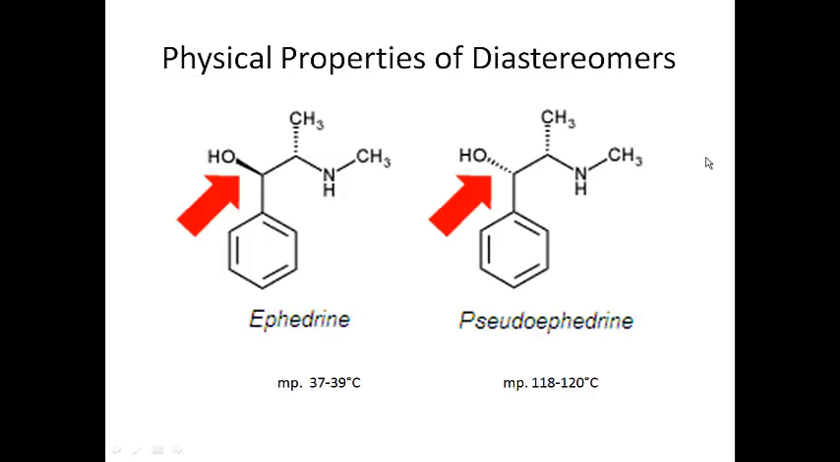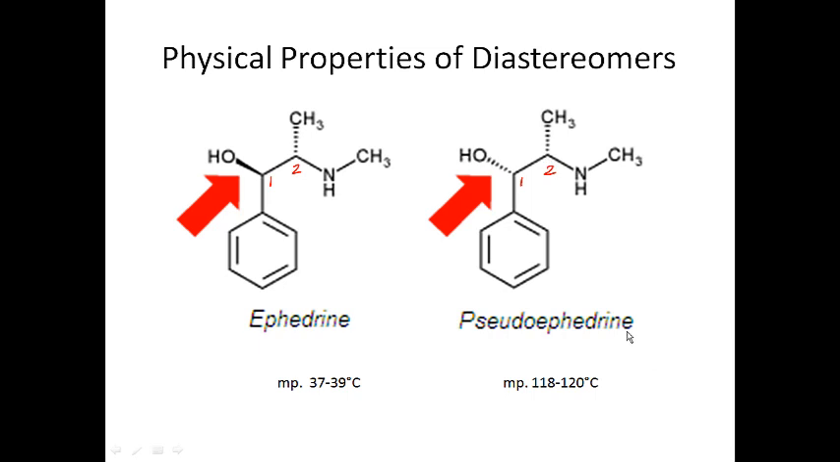And here's an example of that. Here are two drug molecules that are diastereomers of each other. One is ephedrine and the other is pseudoephedrine. And what you can see in these diagrams is that carbon 1 in ephedrine and pseudoephedrine has the opposite configuration, but carbon 2 has the same configuration. And so that makes this pair a diastereomeric pair. They have different physical reactions in the body.